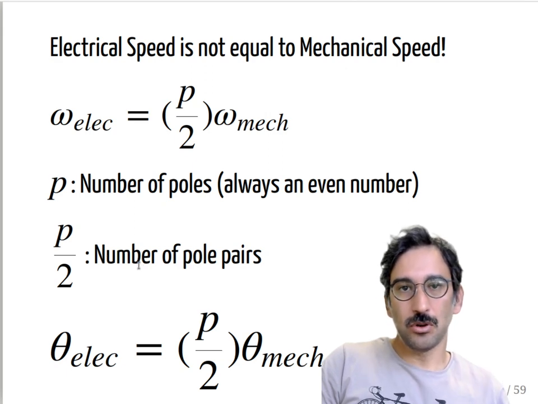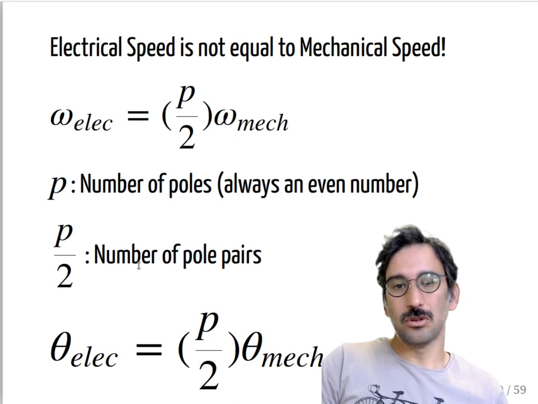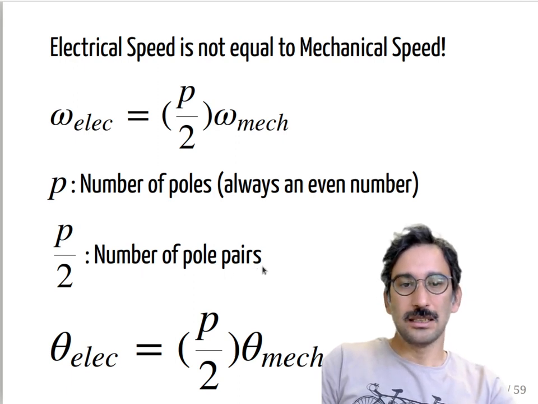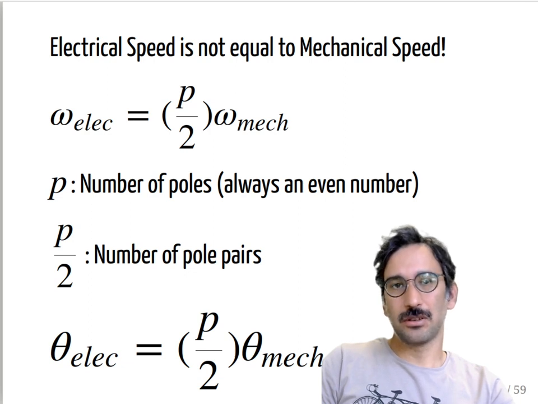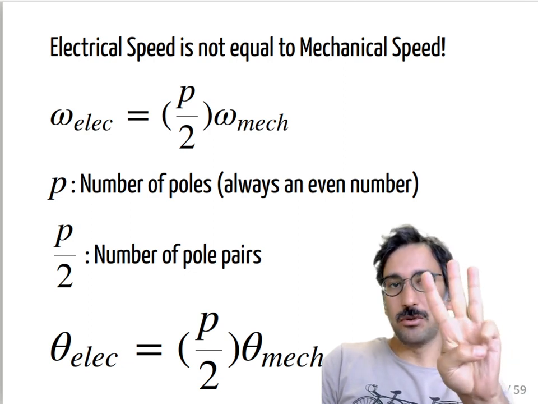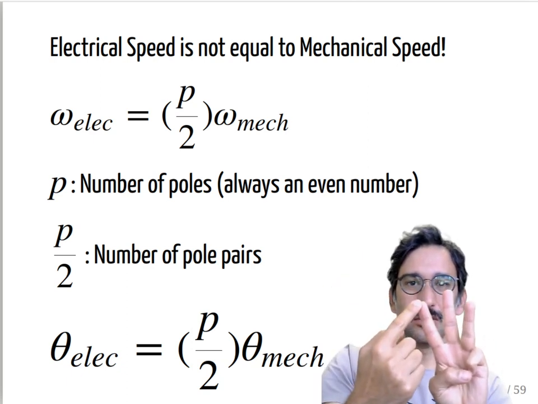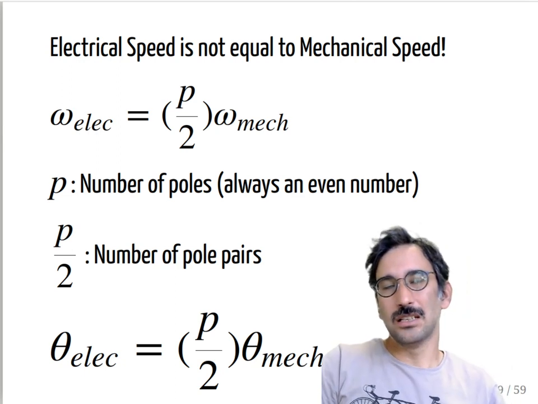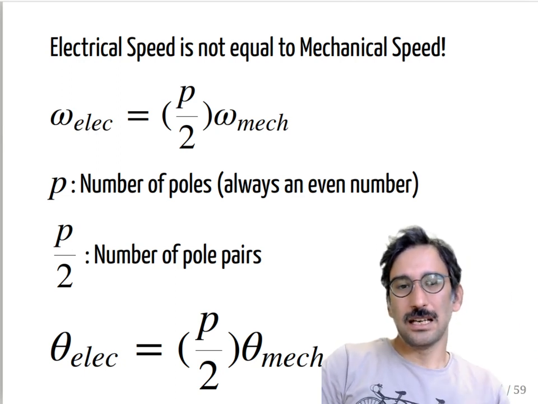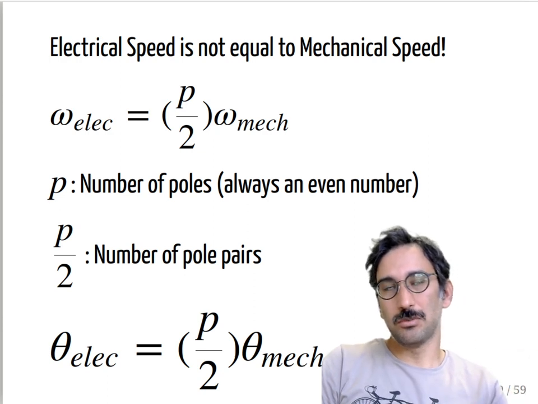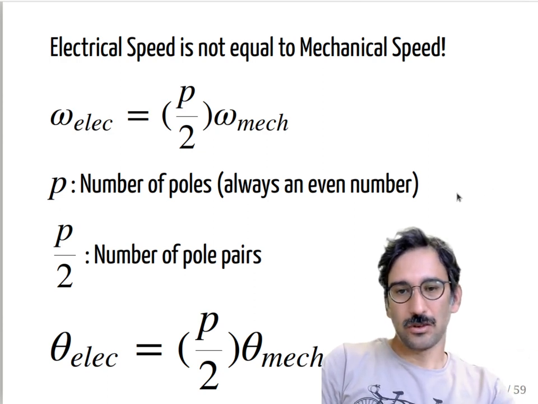If you divide the number of poles by 2, you will have the pole pairs, and the number of poles is always an even number. You don't get a machine with three poles. How can you make it? Like north, south, north, and there's another north, so there's no difference, so it becomes a two pole machine. It has to be an even number: two poles, four poles, six poles, eight poles, and so on. Then if you divide the poles by 2, you get the pole pairs, and you multiply it with the mechanical speed to calculate the electrical frequency or speed.